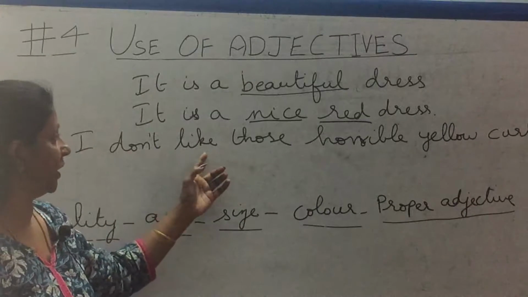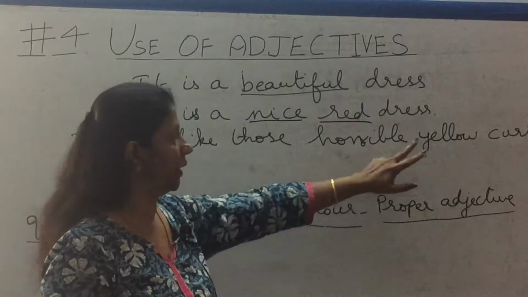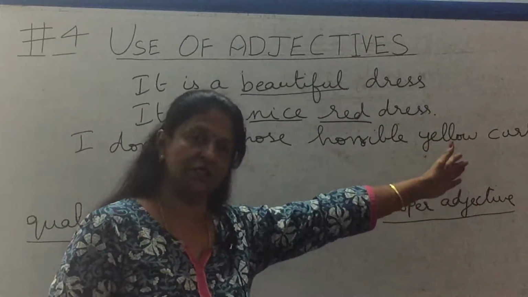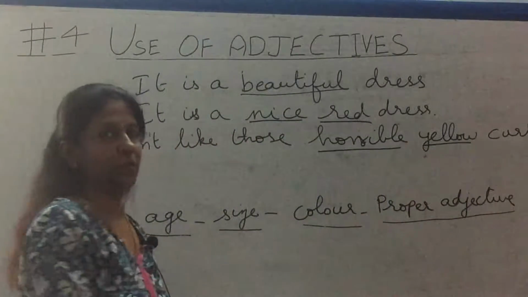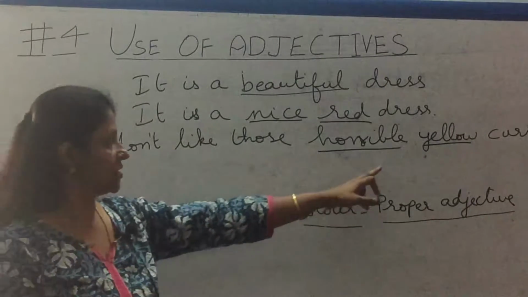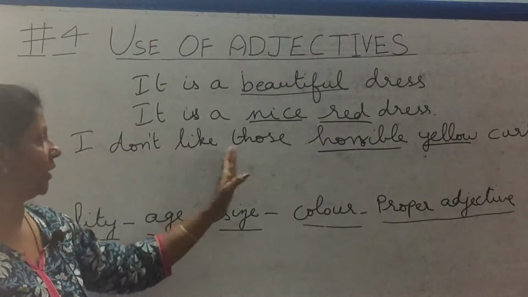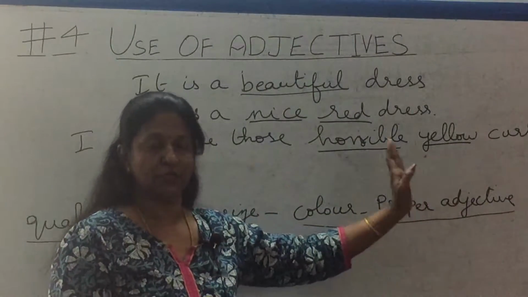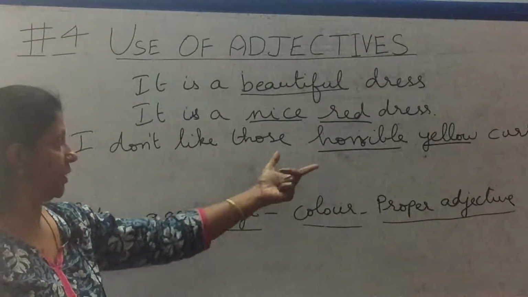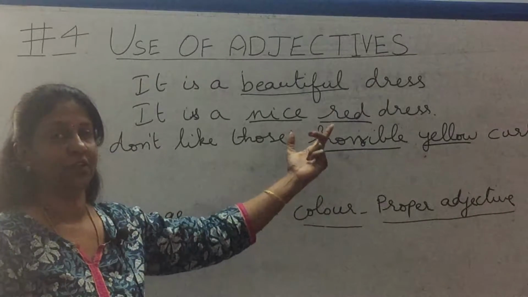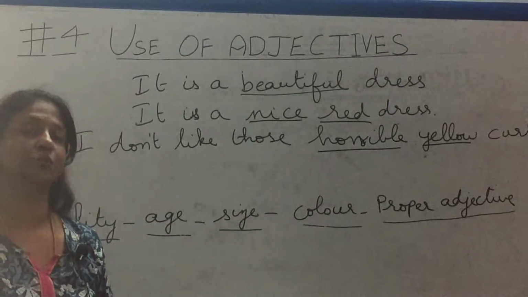See here, I don't like those, leave the first part. From here starts the adjectives. Horrible, yellow, curtains. Curtains is the noun here. Horrible, yellow. So here it is describing the quality. Next I am choosing yellow color. So this has to be in this way. I cannot say I don't like those yellow horrible curtains. So now do you know the difference? So why our English sometimes doesn't sound sweet? Okay, so here, if the order is right, if you use the adjectives properly in a sentence, you can write proper English and you can speak nicely.